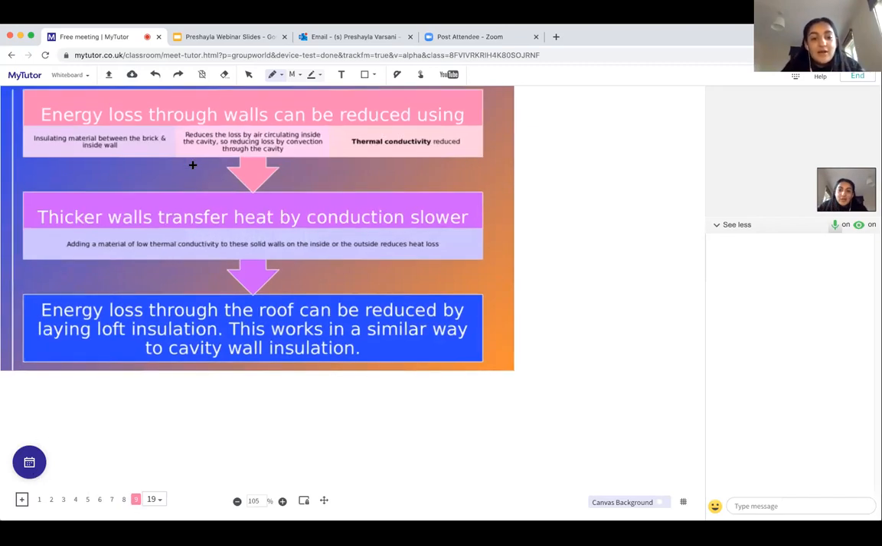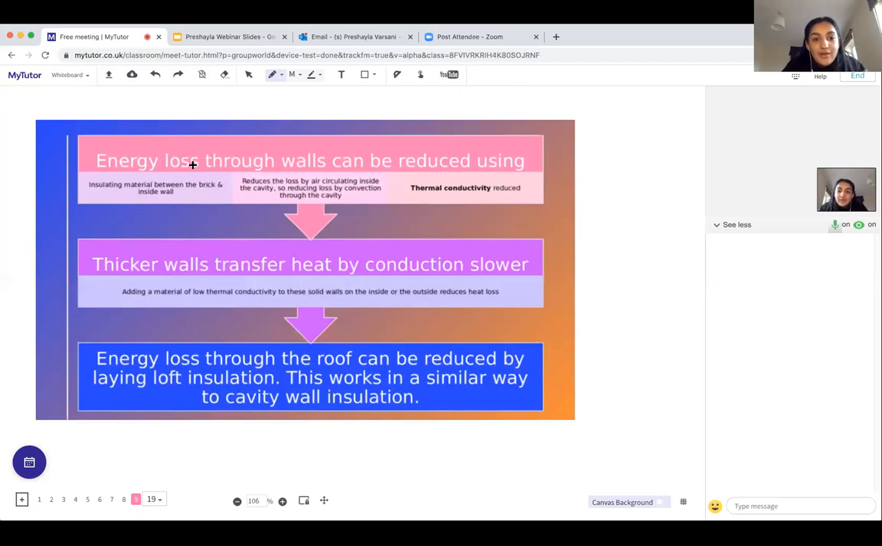It's the same kind of thing with energy lost through walls, which can be reduced by using cavity wall insulation.